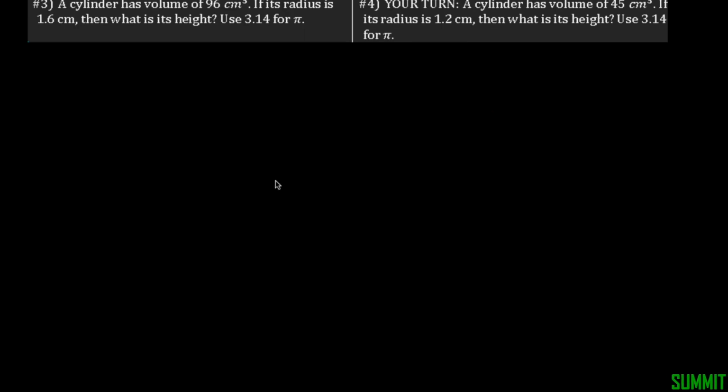On that next one, it says a cylinder has a volume of 96 centimeters cubed. If its radius is 1.6, then what is its height? For this one, I'm going to set it up like this. We're still going to have our volume is equal to pi times the radius squared, and we have to use 3.14 for pi this time. So we have 96 equals 3.14 times 1.6 squared times h. We're solving for h for this one.